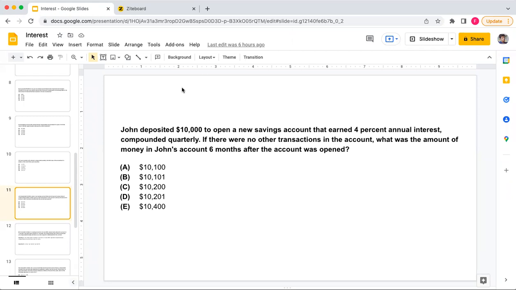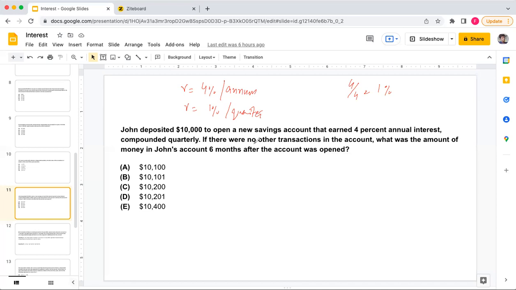Okay, so if the rate of interest is 4% per annum, the question is saying compounded quarterly. Can we say that this is 1% per quarter? 1% for 3 months, because C is 4, right? And if we divide 4 by 4, the result is 1. And that's why we can say that this is 4% per annum or 1% per quarter, right? So for each 3 months, the rate of interest is 1%.